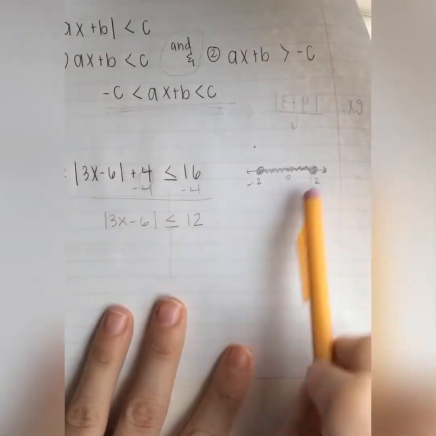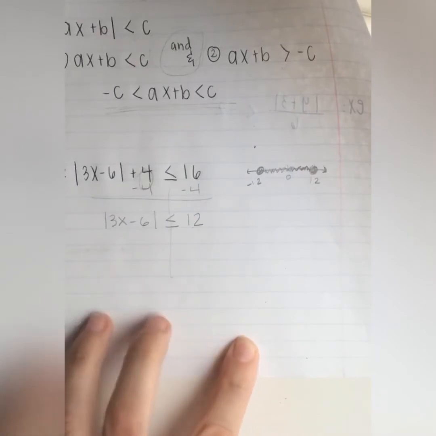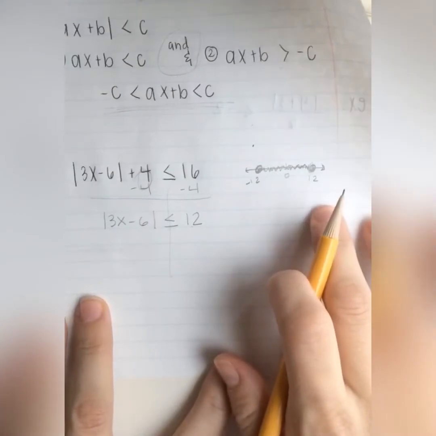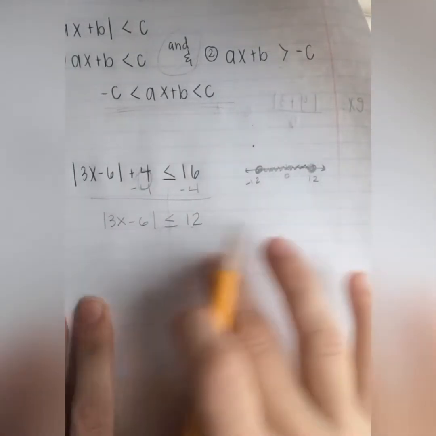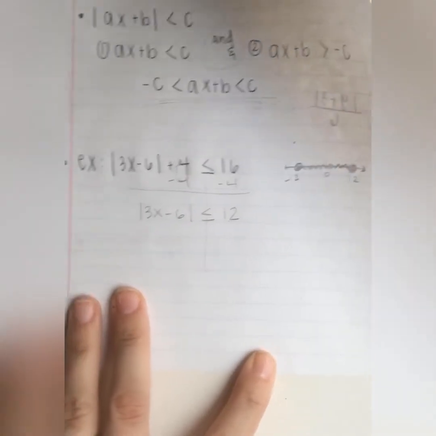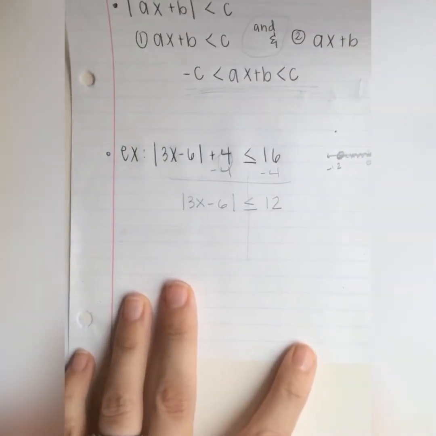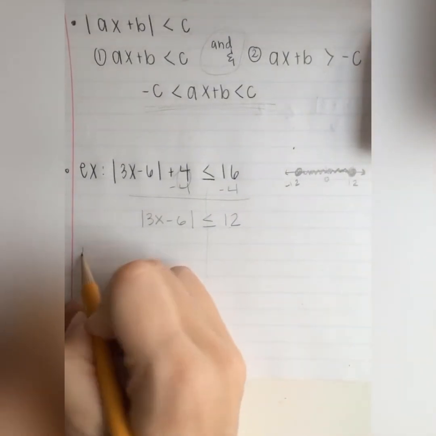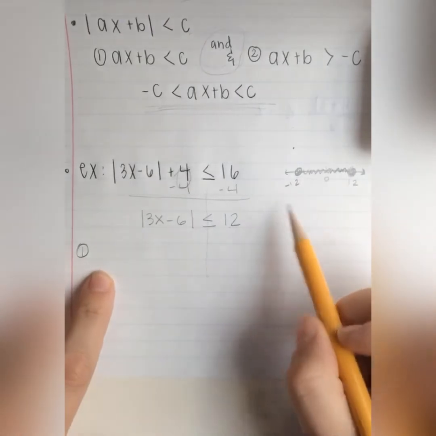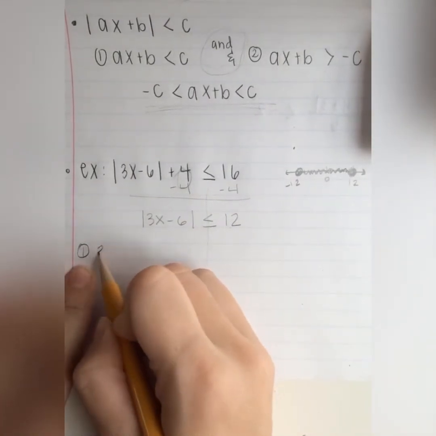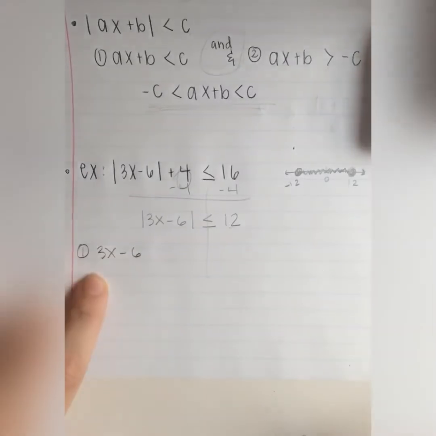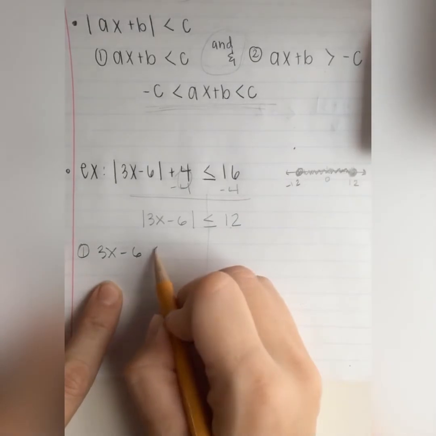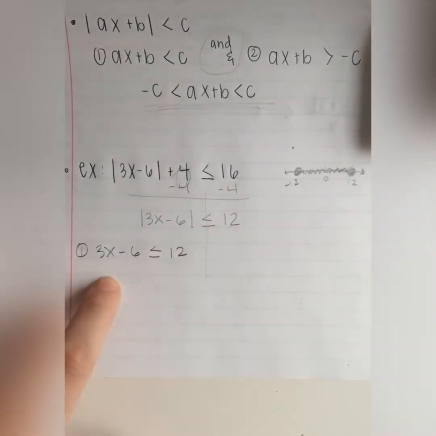Sorry, I moved our number line over so that I could have room to work down here. But remember, this is not our solution. This is just helping us understand how we're setting up our two separate inequality statements, right? So the first one we need is 3x minus 6 to be anything less than or equal to 12.